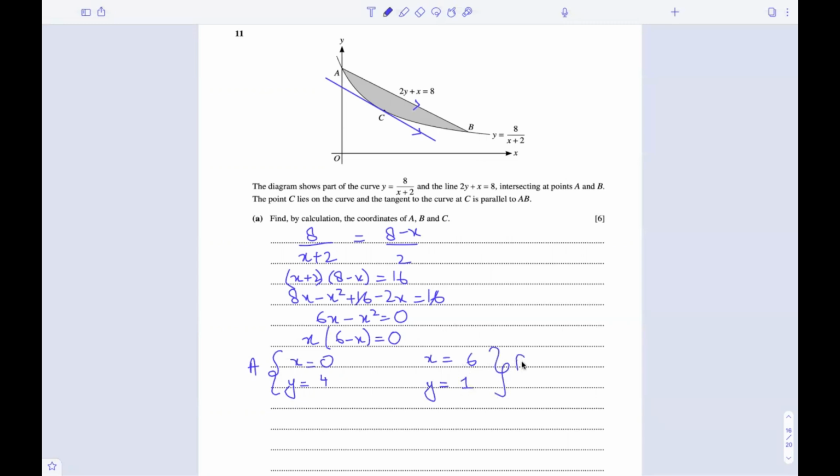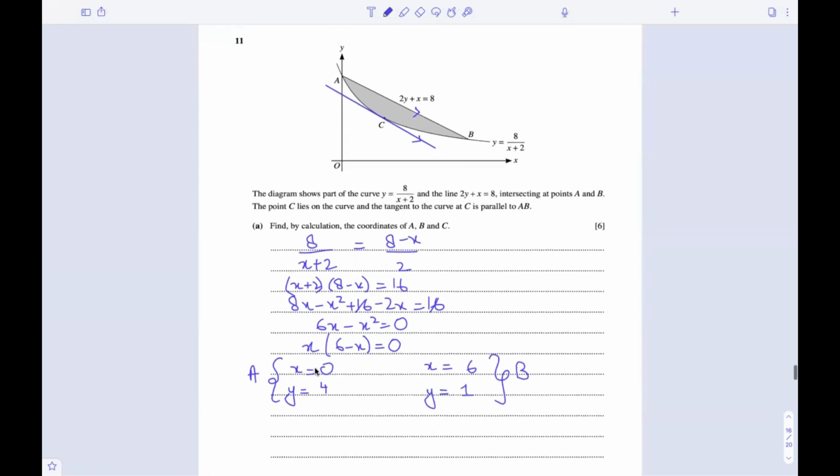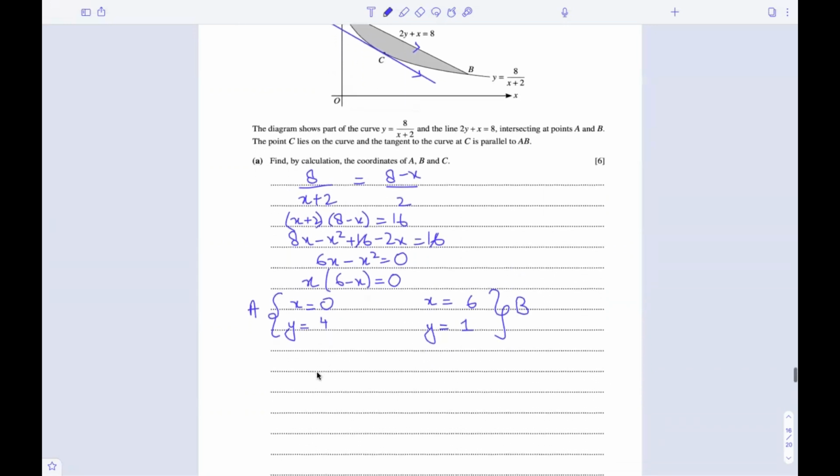These are the coordinates of B. For the coordinates of C, we know that the gradient at point C is equal to the gradient of AB. The gradient of AB is equal to (y2 minus y1) upon (x2 minus x1). So we can write (1 minus 4) upon (6 minus 0). So the gradient of AB is minus 3 upon 6, or minus 1 upon 2.